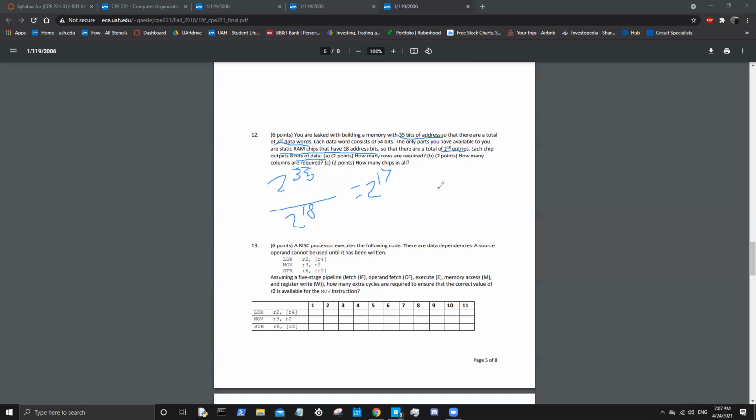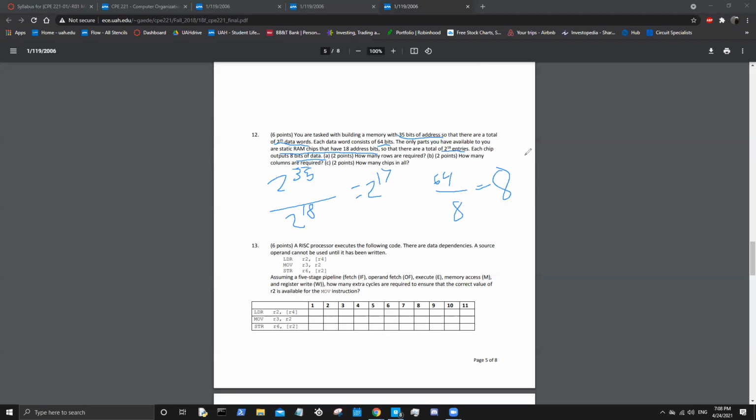Then for part B, we look to the next pieces of information we're given, which is each word consists of 64 bits, and the only parts you have available are static RAM chips that have 18 address bits. Here are entries, and each chip outputs 8 bits of data. That's what's important here. 8 bits of data means that for this chip, its words are 8 bits. So for our columns, we are doing 64 divided by 8, which is 8. So we have 2 to the 17th rows, then we have 8 columns, and then the quantity of chips in all.